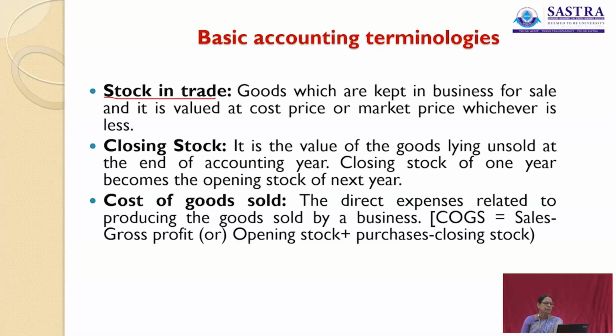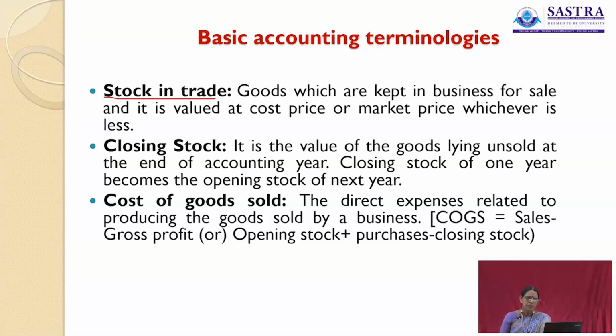Next is stock in trade. Stock in trade is any stock or goods that have been maintained at the end. It may be valued either at cost price or at market price, whichever is less. When it is maintained at the end, it is called closing stock. Next is cost of goods sold. Cost of goods sold is the cost of the goods that have been sold by the business. That is, it may be sales minus GP, or opening stock plus purchases minus closing stock.